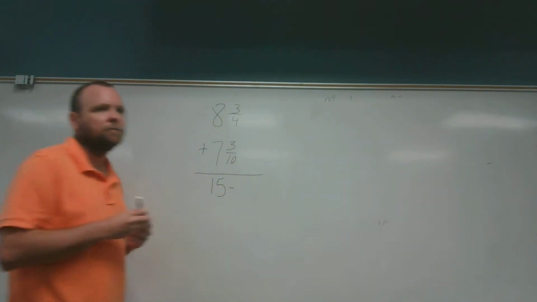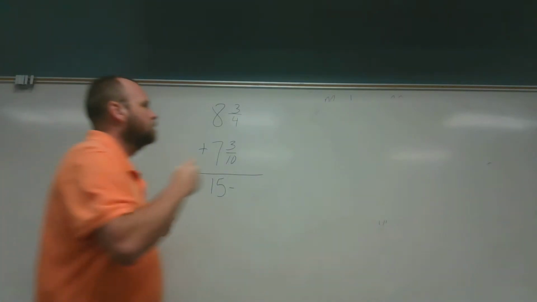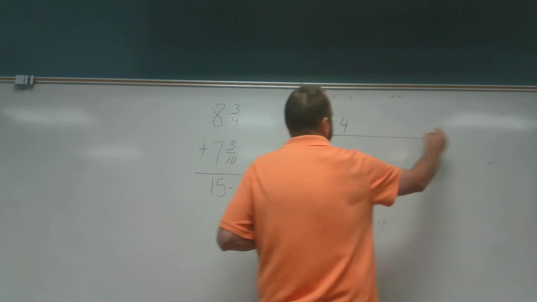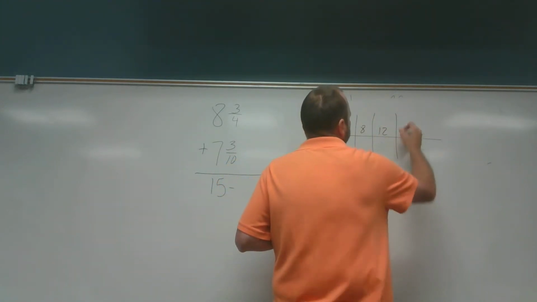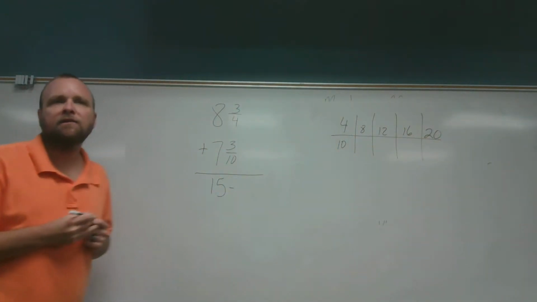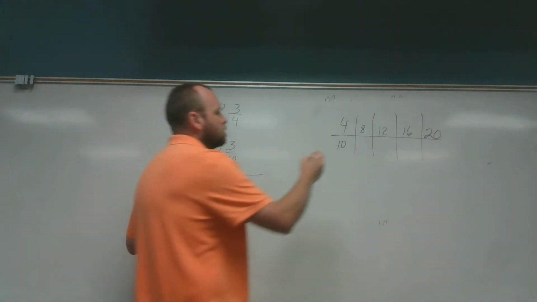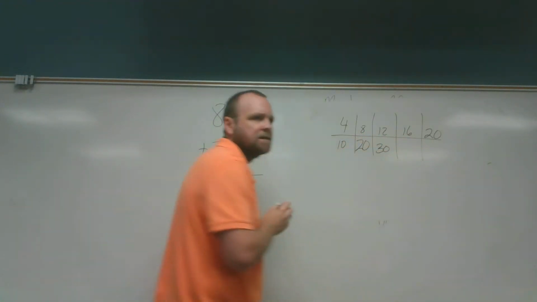So that's my whole number. Kane, what do I do next? We have 3/4 plus 3/10. We have to get to the same denominator. So I take my denominators, 4 and 10, and I'm going to list out the multiples until I get the same multiple in both rows. Kane, you tell me when you see it. You see it? What is it?